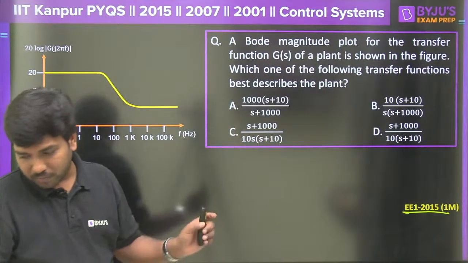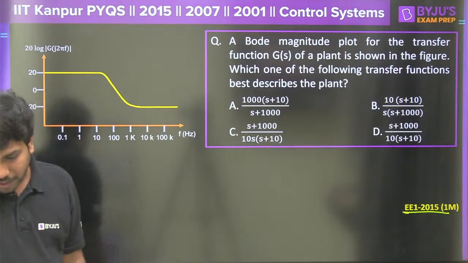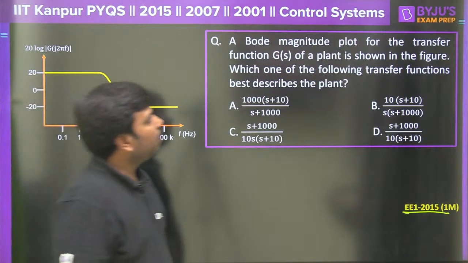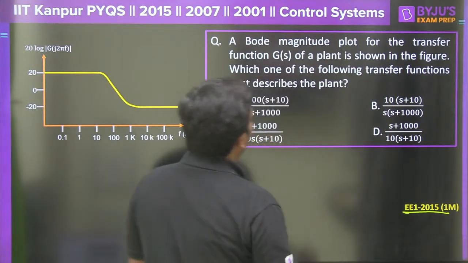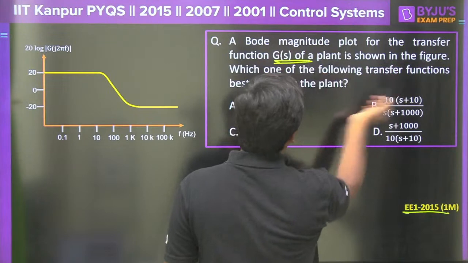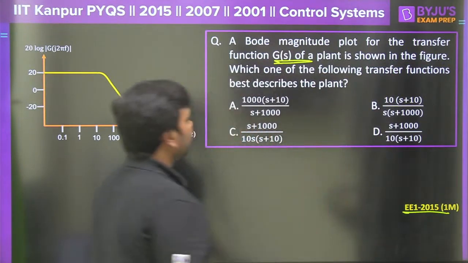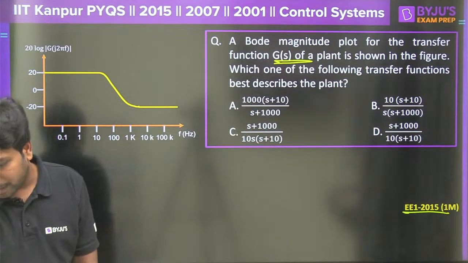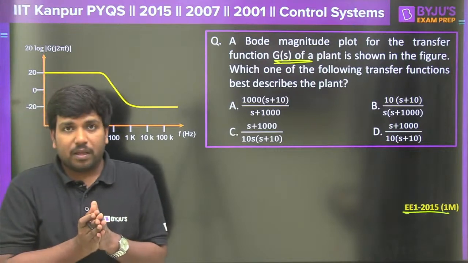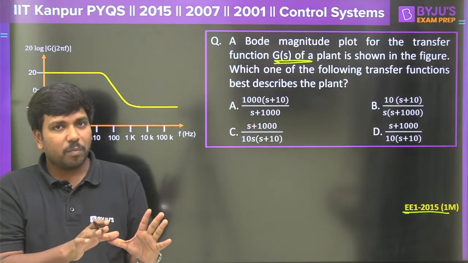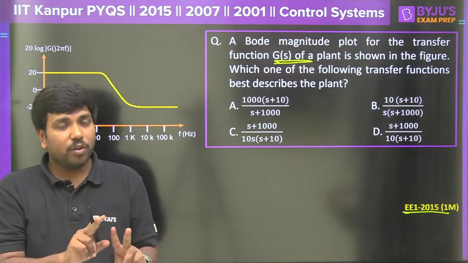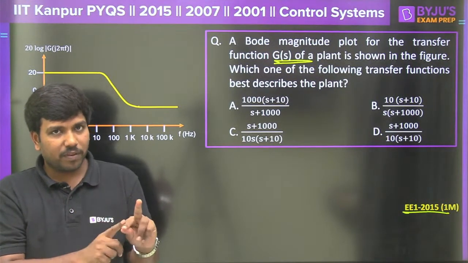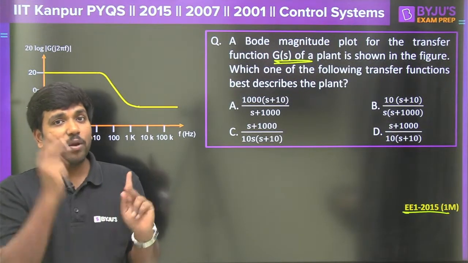Now the next is electrical, 2015. One more question. First, anyone? Any one of you? A Bode magnitude plot for the transfer function G(s) of a plant is shown in the figure. Which one of the following transfer functions is the best for this plant? Those who attended my session on Bode plot, I have told both ways: how to solve the question from the basics and how to answer by looking at the question.